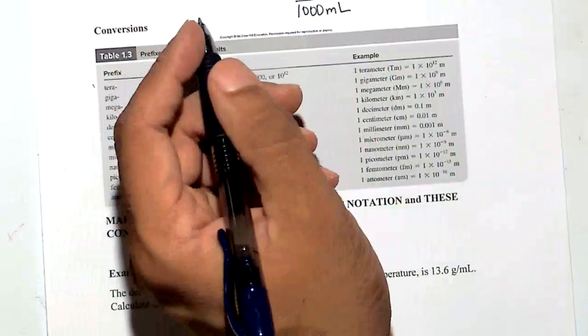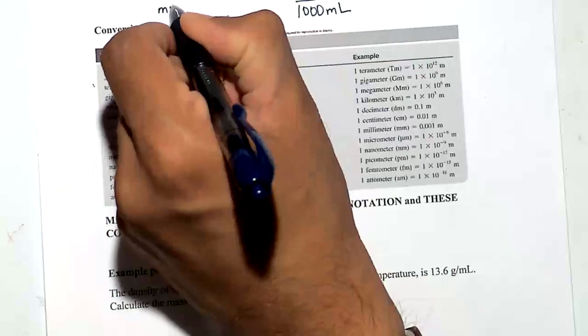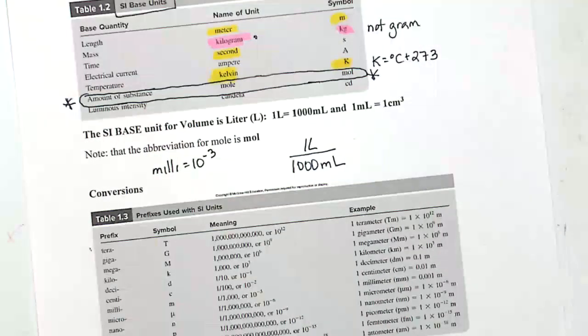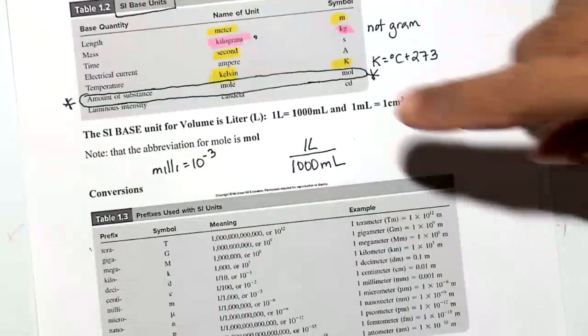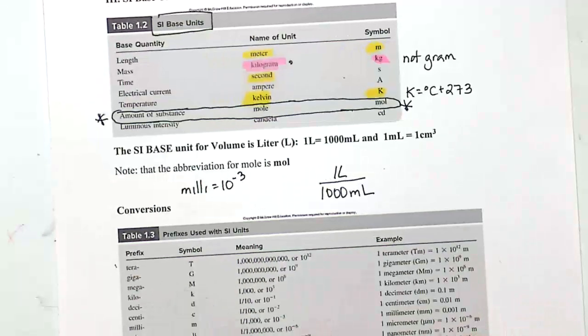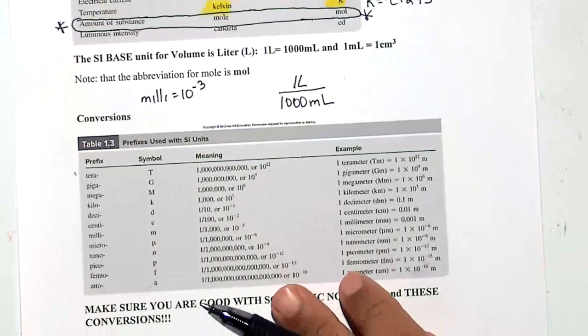Milli means 10 to the minus 3. We'll use that in this class a lot. So if 1 liter is 1,000 milliliters, 1 meter is how many millimeters? 1,000. 1 second is how many milliseconds? 1,000. 1 mole is how many millimoles? 1,000. So the base unit stays the same. All you're doing is playing around with the prefixes.